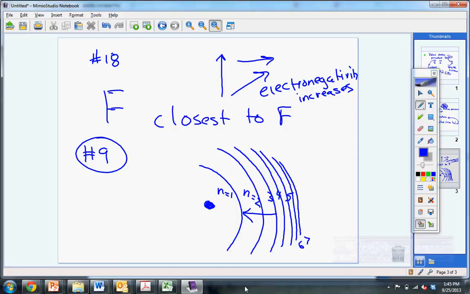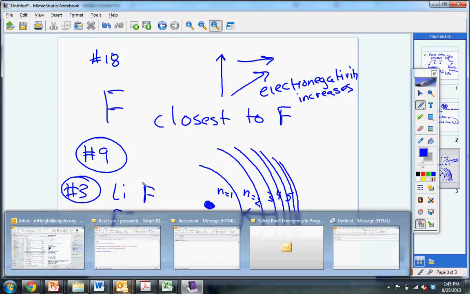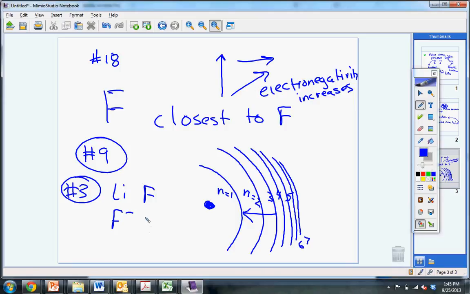Yep. Number 3. I don't know what it is, but you can tell me. Which pair of species has the greatest difference in radii? Okay. So what are the ones that we have? Lithium and fluorine, and then lithium and fluoride, and then lithium and oxygen.